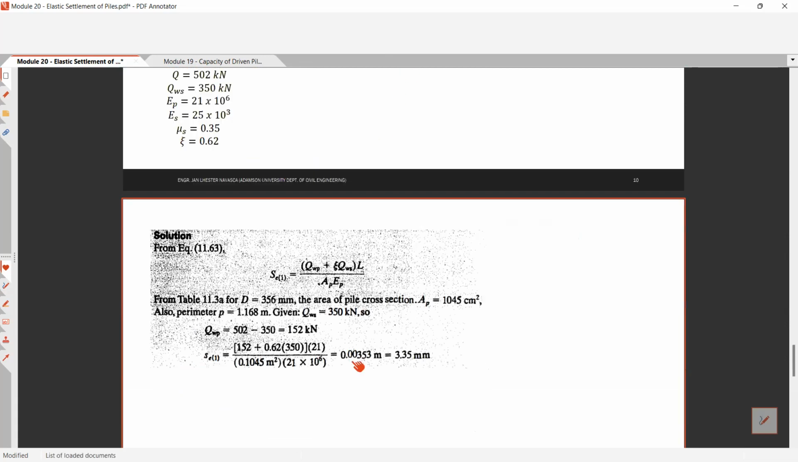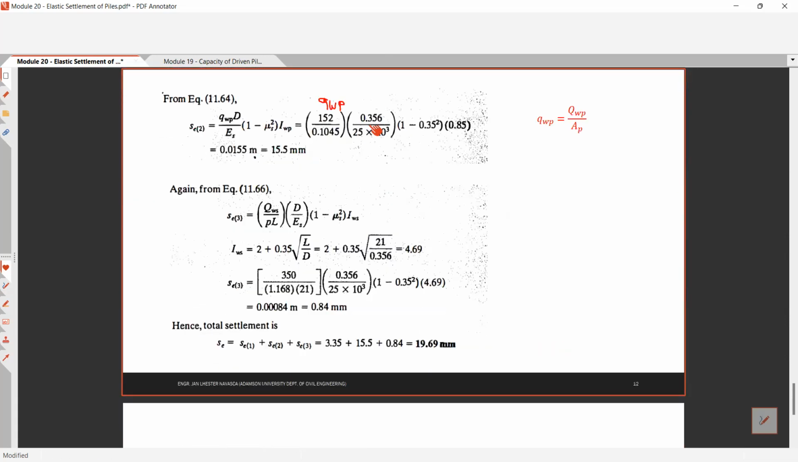Okay, so if you go back to the equation SE3, that is Q sub WS over PL, D over ES, 1 minus mu S squared, IWS. Okay, so if you can see, para rin siyang the same doon sa equation na to. The same siya sa equation na to. Ang nagbago lang is yung Q sub WP. Okay. Yung Q sub WP, pinalitan ng Q sub WS.